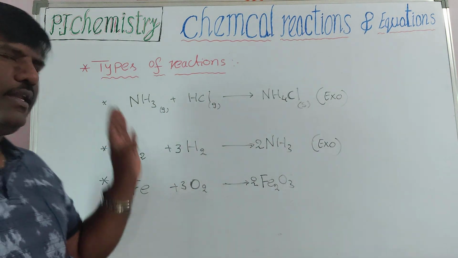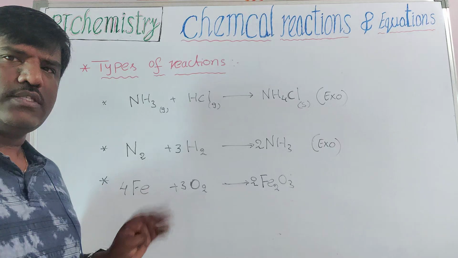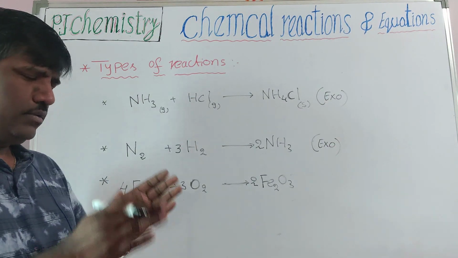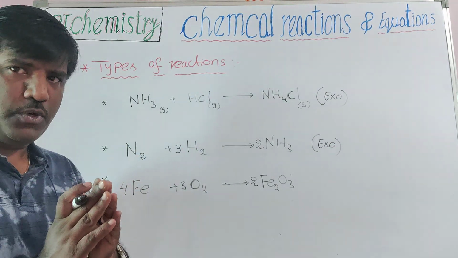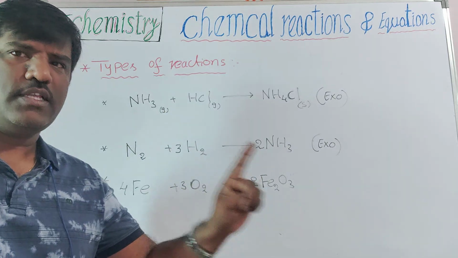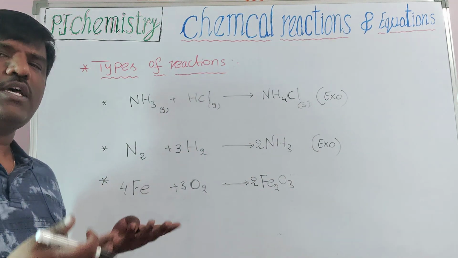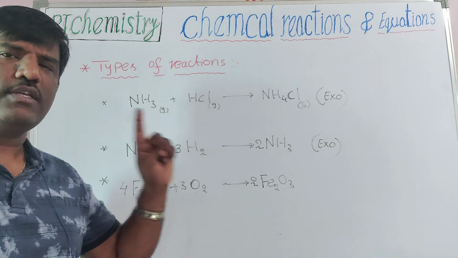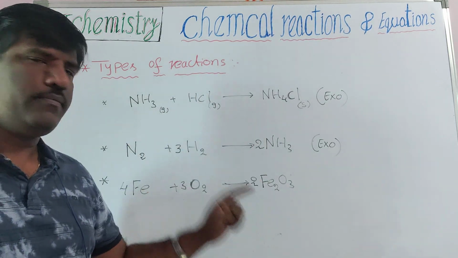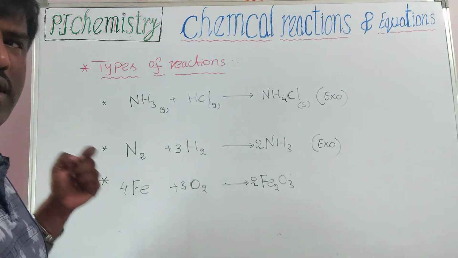So you observe any combination example, whatever we discussed now, reactant side 2 or more, but product side single substance. That is, reactant side 2 or more elements or compounds, but product side a single substance is forming. That is the combination reaction.